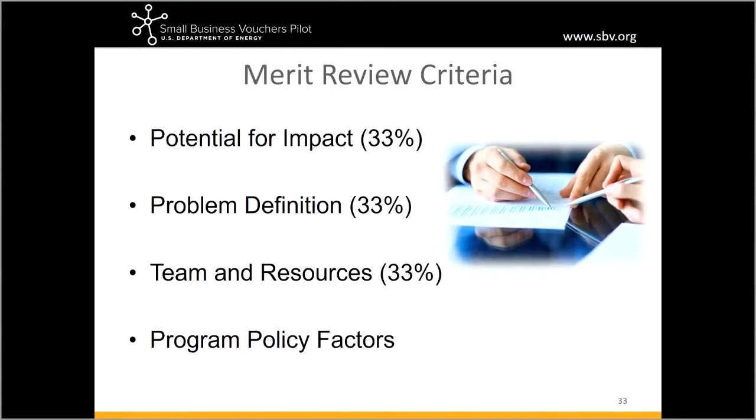There are 3 areas that are scored. There's the potential for impact, which we've talked about already. That's 33%, and of course, these are all really 33 1/3. There's the problem definition, which is 33%, and then team and resources is 33%.